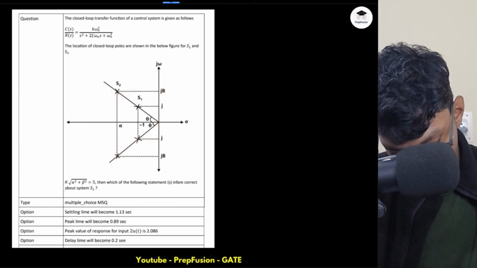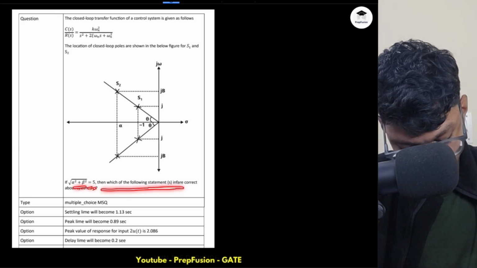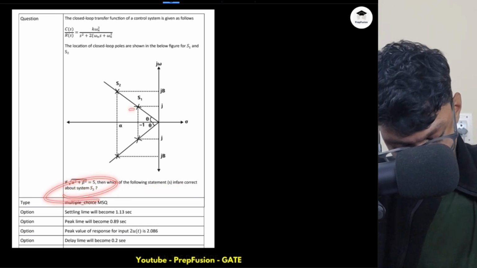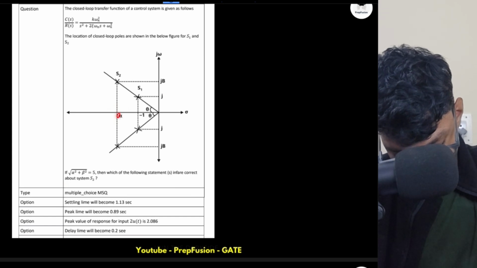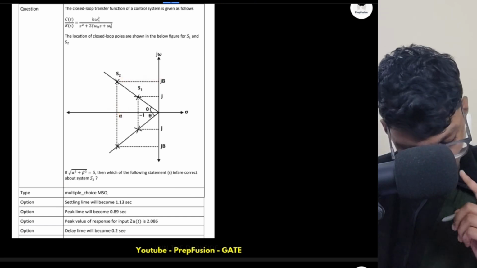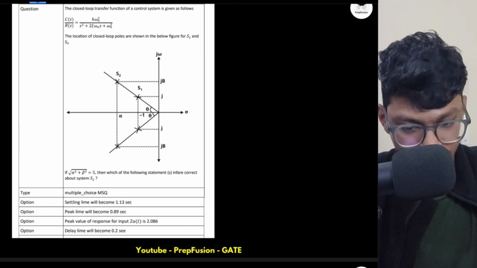If alpha square plus beta square equals 5, then which of the following statements is correct about system S2? So alpha square plus beta square is 5. So what can be inferred?